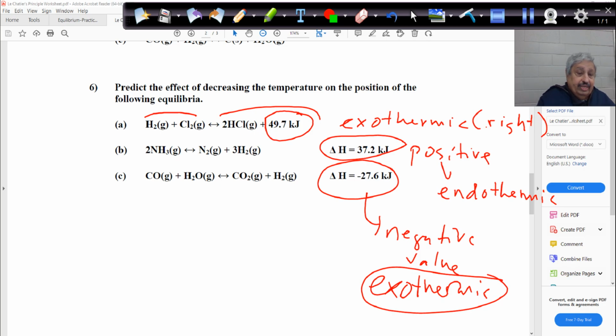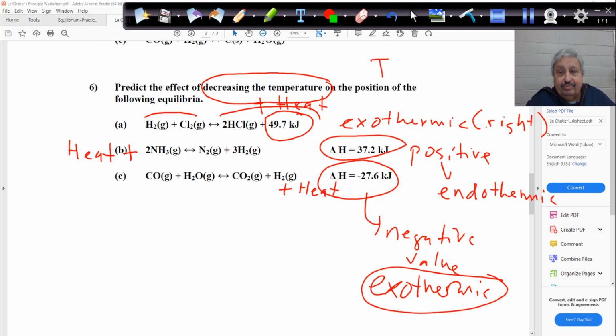So here means the heat is here, correct? Here is the heat, plus heat. This one here in the right side, this one in the left, and this one here is plus heat in the right, because it's a negative value. Okay, guys, so now what's the effect of temperature on the position? Predict the effect of decreasing the temperature.